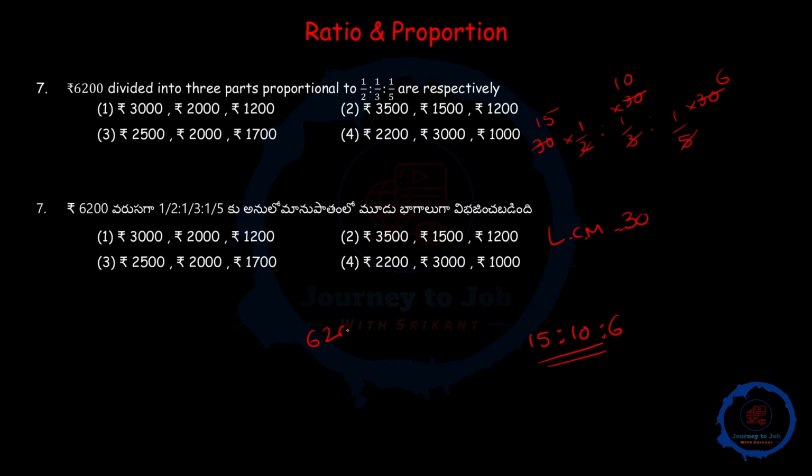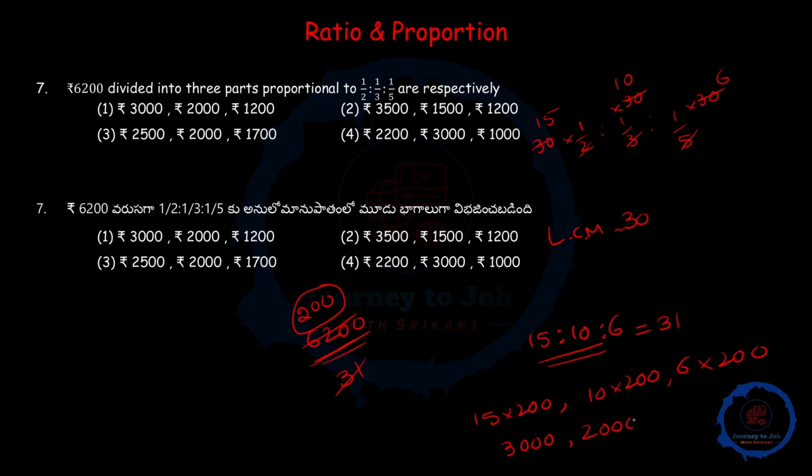Okay, this is the ratio. Now 6200ని ఈ రేషియోలో మనం డివైడ్ చేయాలి. అంటే ఎలా చేయాలి, సి టోటల్ హౌ మెనీ పార్ట్స్, 15 + 10 25 + 6 31 parts. So first of all divide this with 31. You will get some value. 31 into 2 200. So one part value 200. 15 into 200 is 3000, 10 into 200 is 2000, 6 into 200 is 1200. So this is how to calculate.